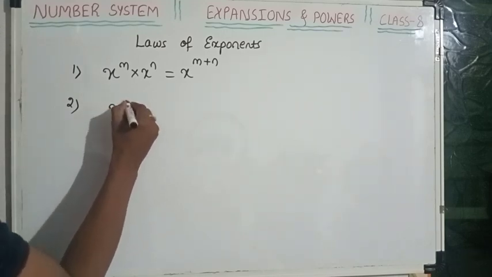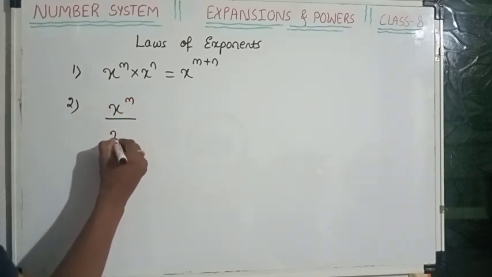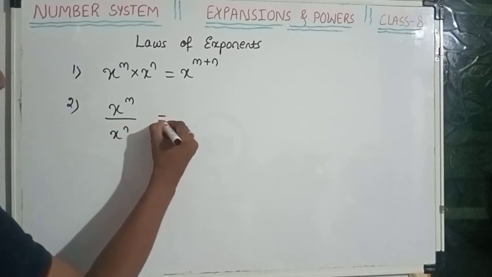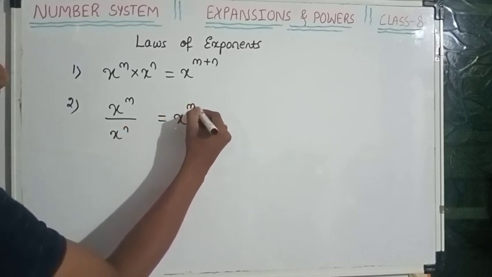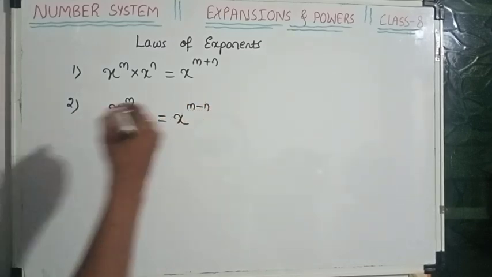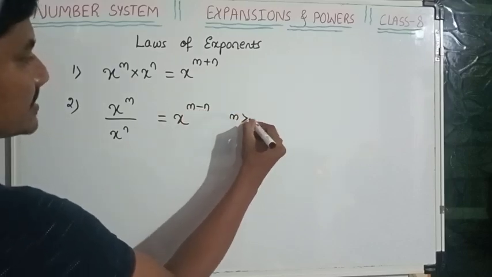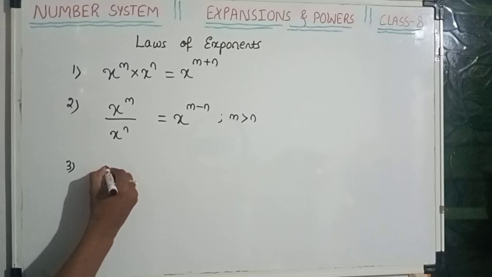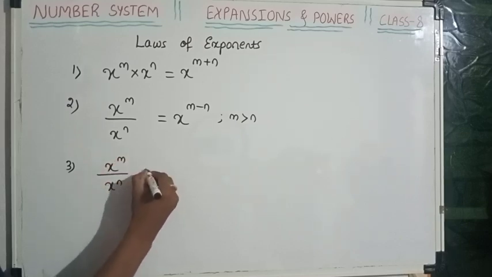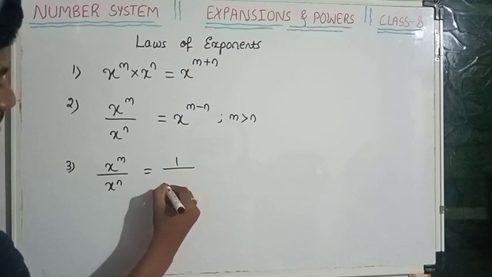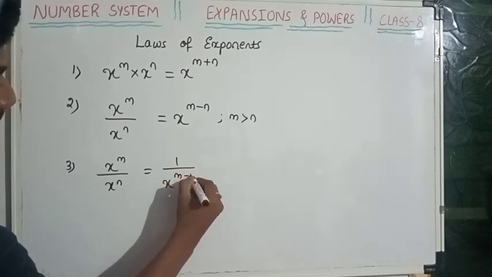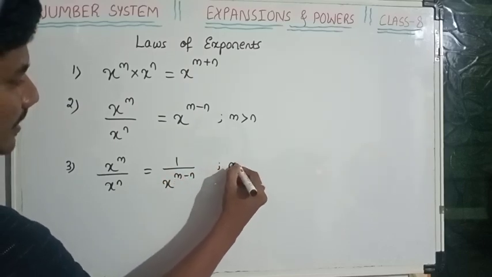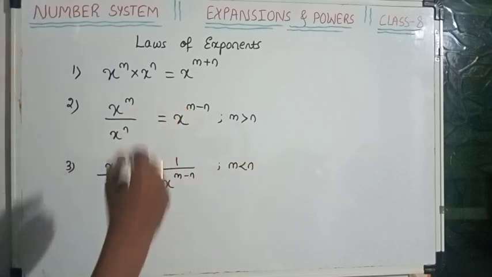Second law of exponent is x to the power m divided by x to the power n is equal to x to the power m minus n. This is the second law of exponent, where m is greater than n. Third law of exponent is x to the power m upon x to the power n is equal to 1 upon x to the power n minus m, where m is less than n.